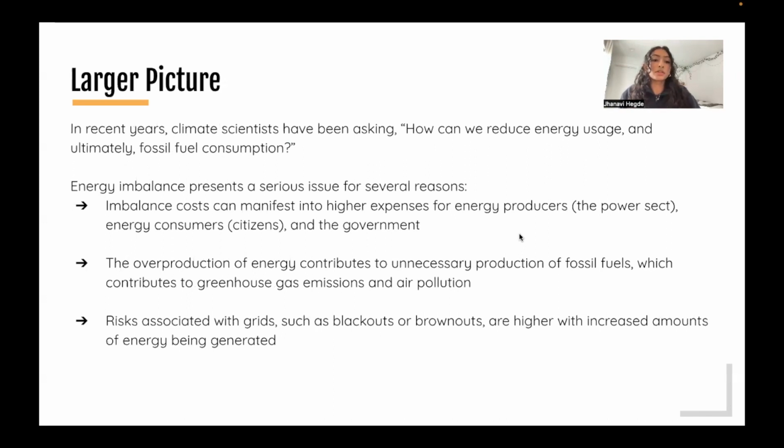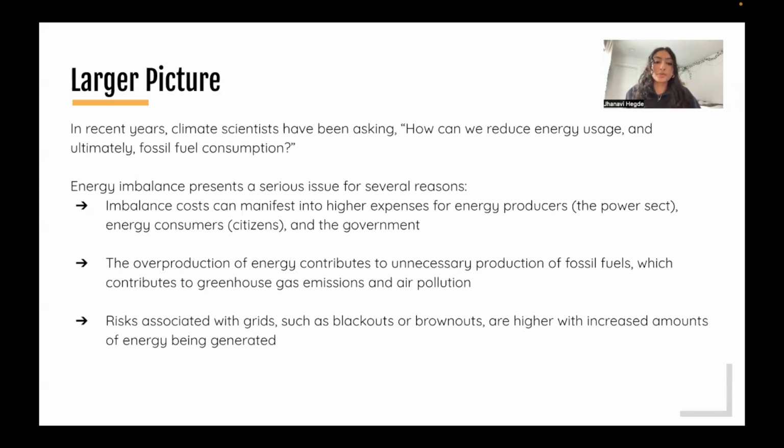Looking into the larger picture of our project, the topic of reducing energy imbalance costs is a challenge that's been propelling environmental discussions for some time now. In recent years, climate scientists have been asking, how can we reduce energy usage and ultimately fossil fuel consumption? Now, energy imbalance presents a serious issue for several reasons. First, imbalance costs can manifest into higher expenses for energy producers, like the power sector, energy consumers, like us citizens, and the government.